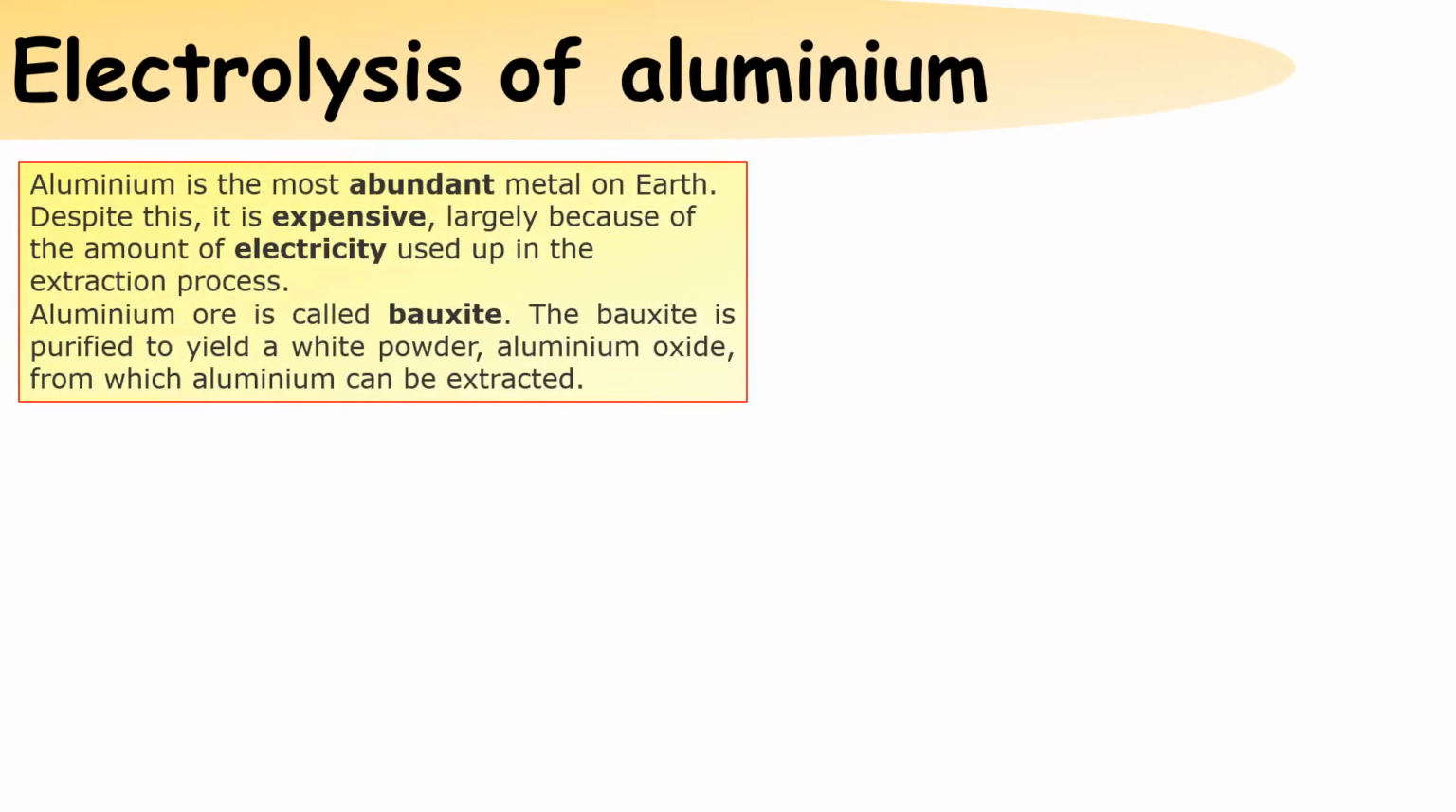Aluminium is the most abundant metal on Earth. Despite this, it is expensive largely because of the amount of electricity used up in its extraction. Aluminium ore is called bauxite. The bauxite is purified to yield a white powder, which is just pure aluminium oxide, from which the aluminium can be extracted.